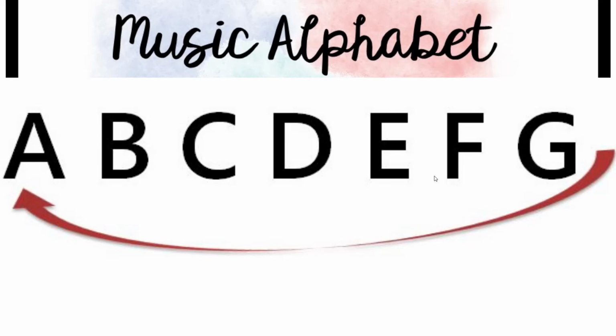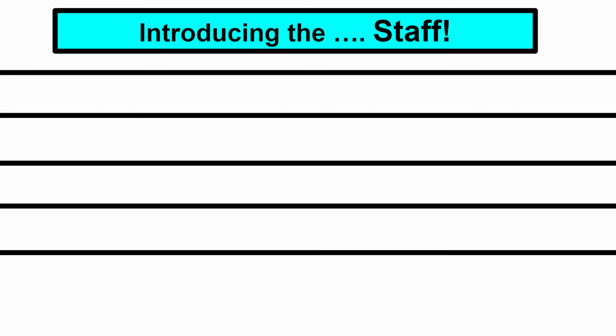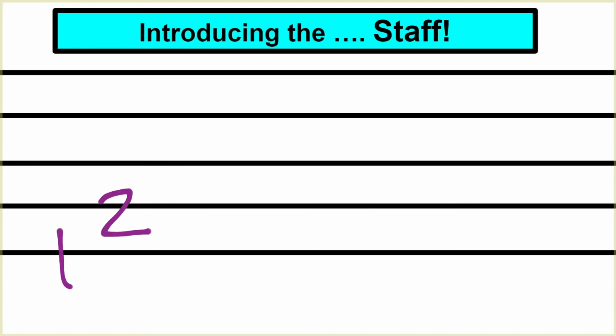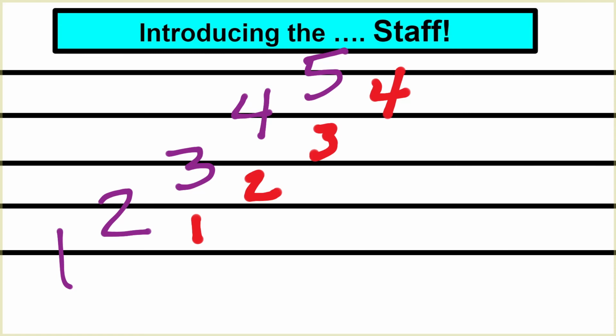Now, if you can remember that, then you're going to be in really good shape for the next thing. And the next thing, we're introducing the music staff. What I want you to notice right off the bat is that this music staff only has 1, 2, 3, 4, 5 lines. And then within those lines, we have 1, 2, 3, 4 spaces.